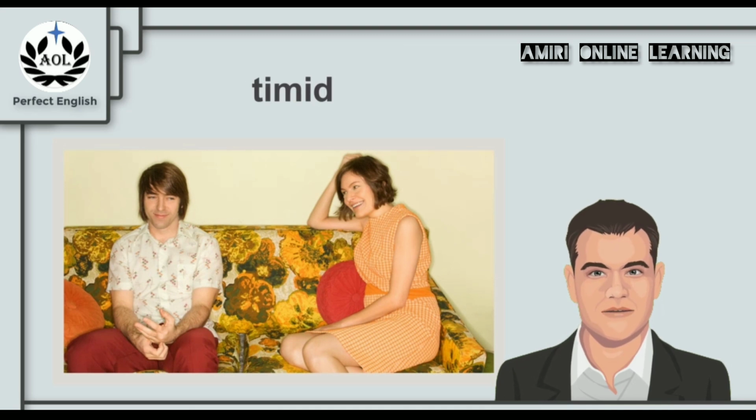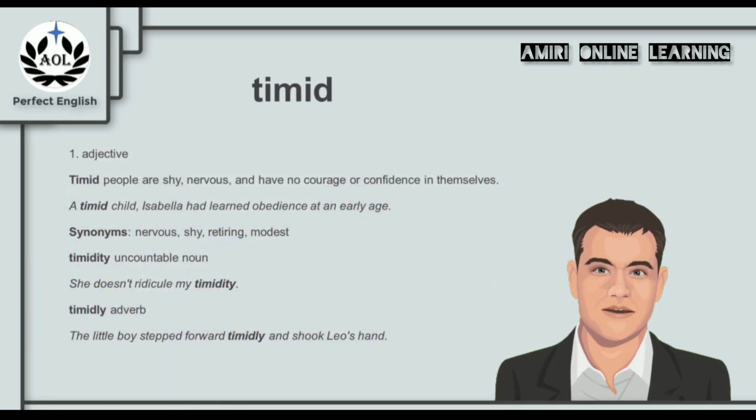Now, if you look at this picture, you can see a man and a girl sitting on a sofa, and obviously, if you can tell, the man is a little bit shy and the girl is smiling about that, or maybe he's laughing about it. So can we say that this is related to the word timid? Is the man timid? Can we say that? Let's find out. Now, timid is an adjective, and timid people are shy, nervous, and have no courage or confidence in themselves. Maybe that's what the man is like.